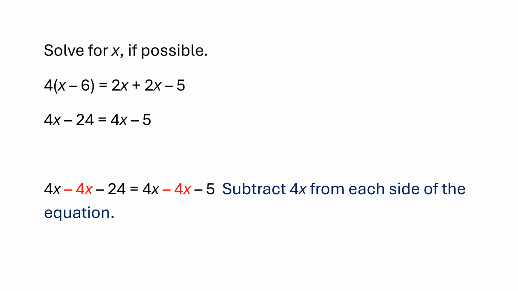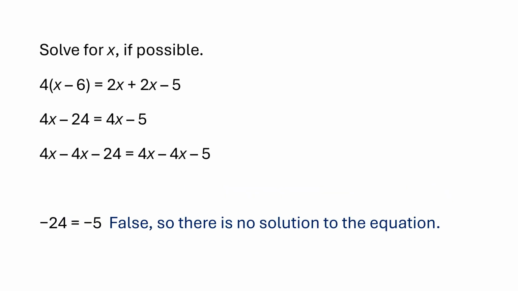Well, 4x minus 4x, that disappears. So we're left with negative 24 equals negative 5. This is a false statement. So there is no solution to the equation. No value of x will make that statement true.